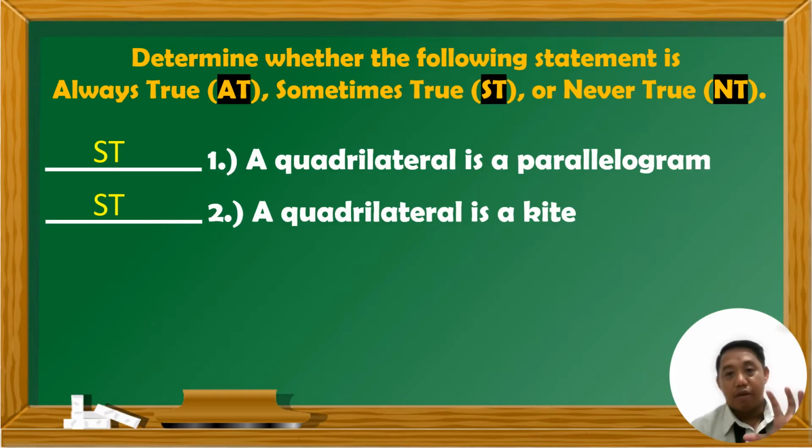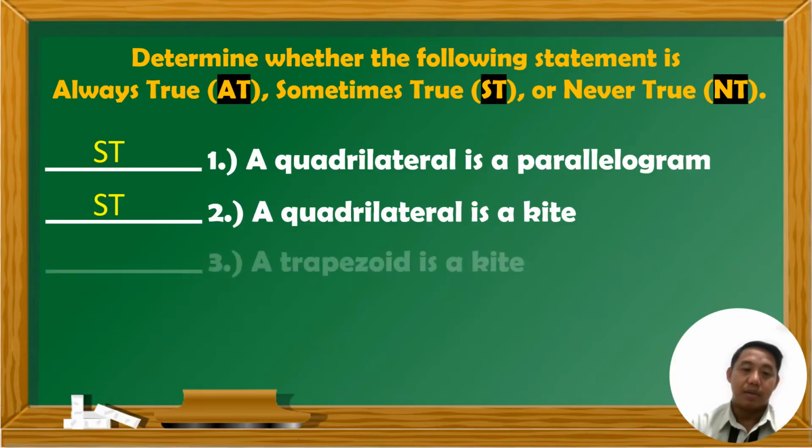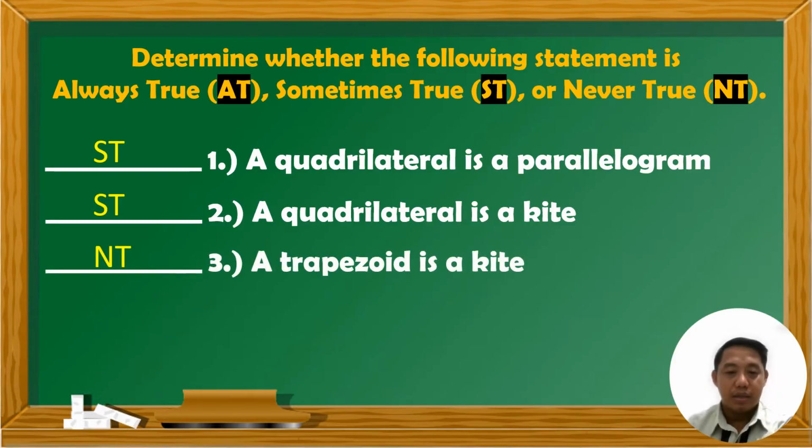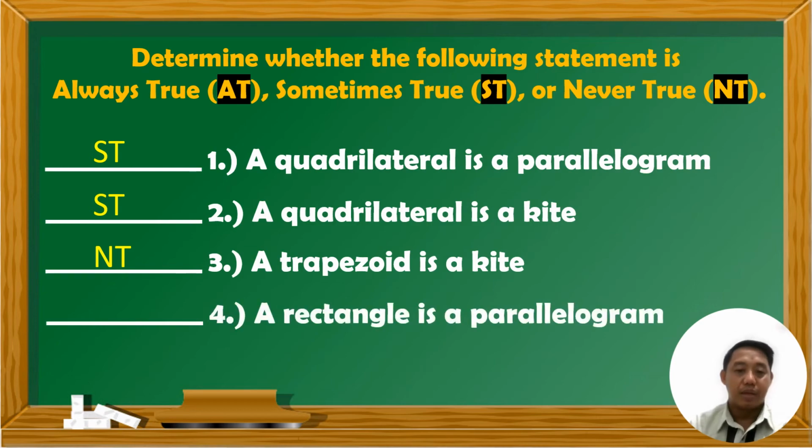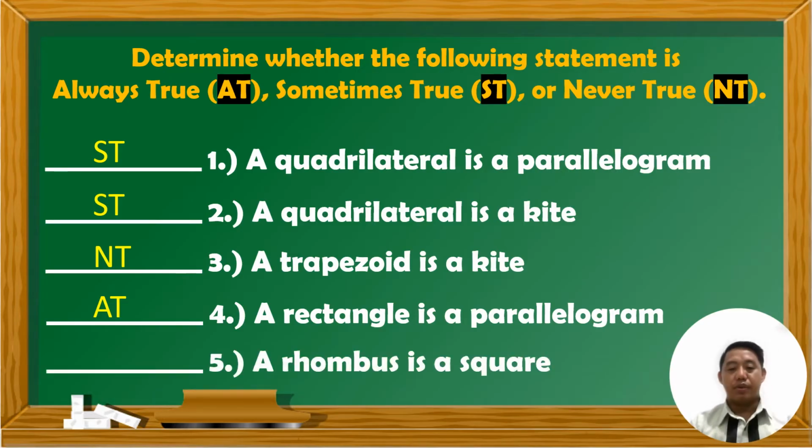Okay? If you are watching this video, try to pause the video, and sagutan nyo muna bago natin i-reveal yung answer para mas matuto kayo. Okay. So, trapezoid is a kite. That is never. Again, a rectangle is a parallelogram. Pause the video. The answer is always. Rectangle, nasa baba ng parallelogram. So, pataas, always. And rhombus is a square. That is sometimes. Rhombus po, nasa taas yun ng square, pababa.